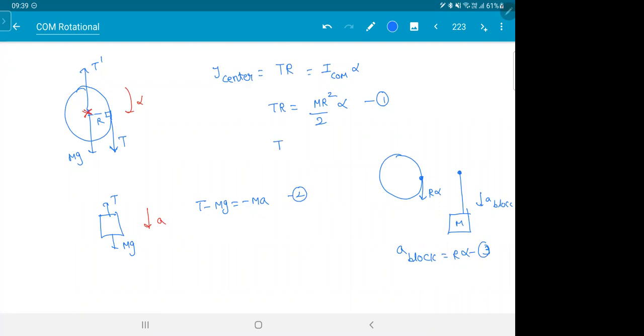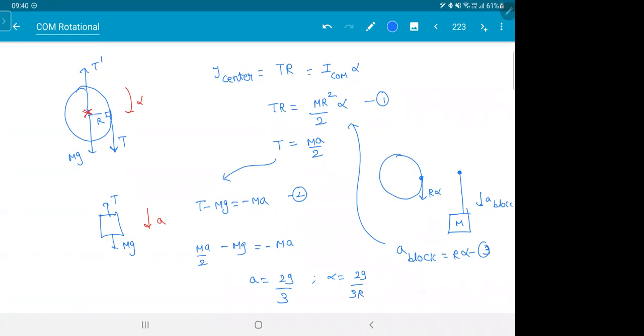So if I substitute here, 1 r will cancel. I get T is equal to ma by 2. Substitute here, you get ma by 2, meaning I kept this thing here. A would be 2g by 3. This is your acceleration. Alpha would be 2g by 3r. So basically, torque equation on the pulley, force equation on this thing, and no slipping condition.